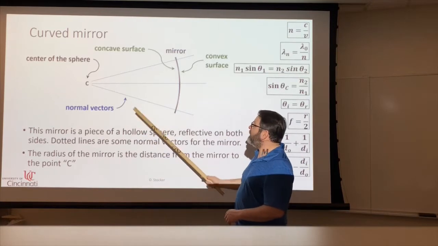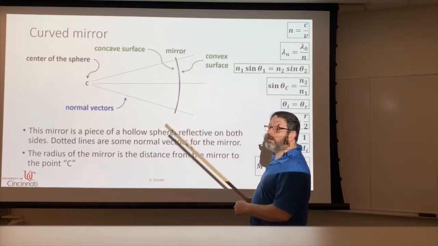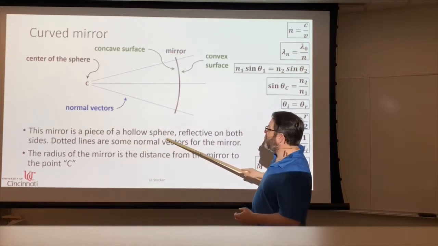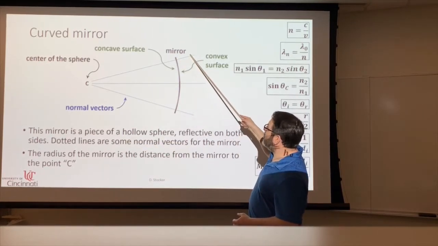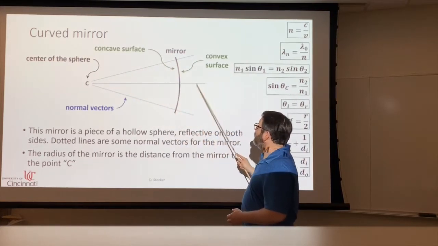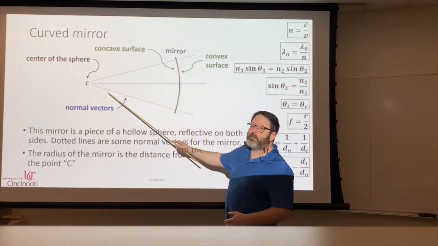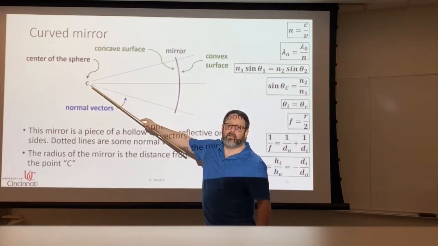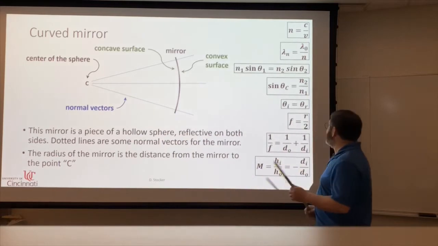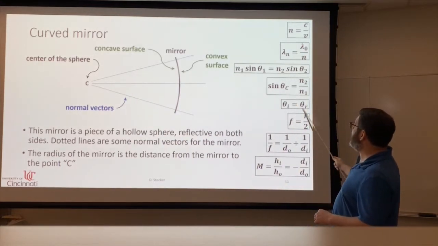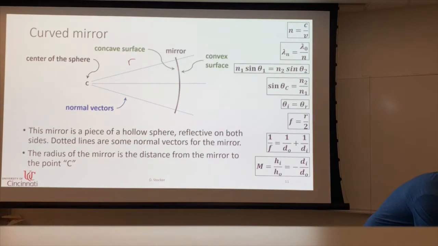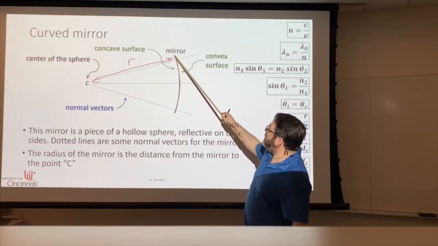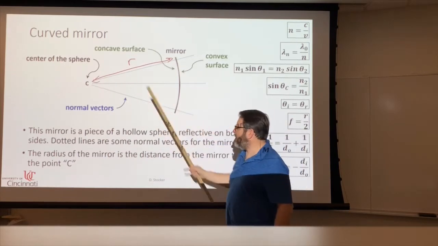Now, if we make this mirror curved in such a way that it is a piece of a sphere, a piece of a hollow sphere, then if I draw a normal vector at any point on this mirror, forming a right angle, they all point back to the center. So the center point C. And F equals R over 2, this distance is R. That radius always hits perpendicular to the mirror and goes straight back to the center.